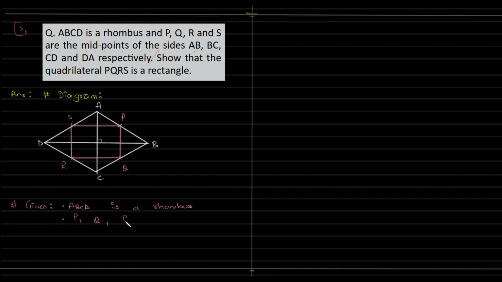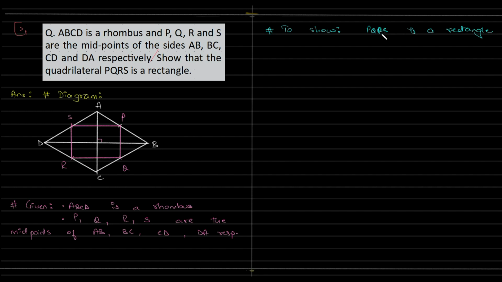And the next important given is PQRS are the midpoints of AB, BC, CD and DA respectively. To show: PQRS is a rectangle. Now the question to you guys is, what are the properties of a rectangle?